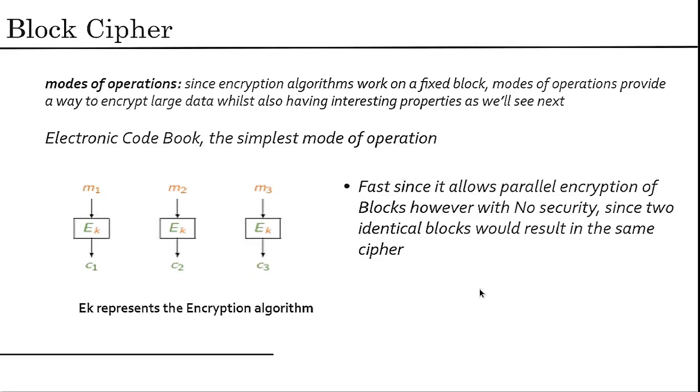For example, let's take a look at electronic codebook, which is the simplest mode of operation. It is fast because it allows parallel encryption of blocks. However, it has no security, because if some block M1 is identical to another block M2, for example, it will always produce the same cipher C. This will allow the attacker to infer more information on the key that is used to produce C.